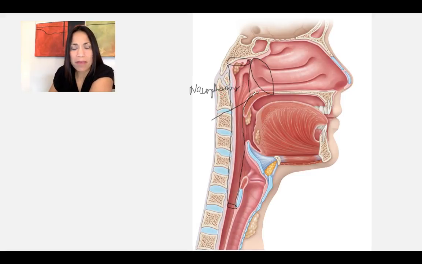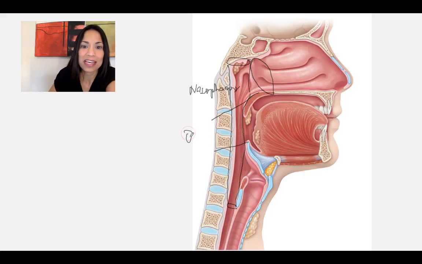Now, in between, or below, inferior to the uvula but superior to this cartilage, which is one of the laryngeal cartilages, the epiglottis, this portion, the posterior portion of your oral cavity, that will be what you see back there, that's your oropharynx.